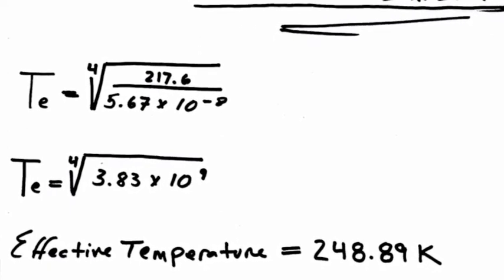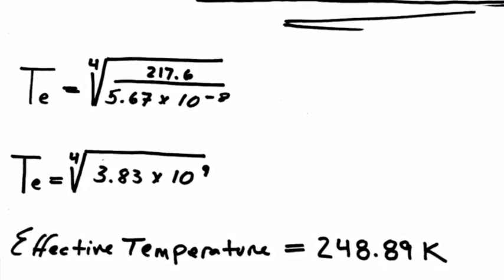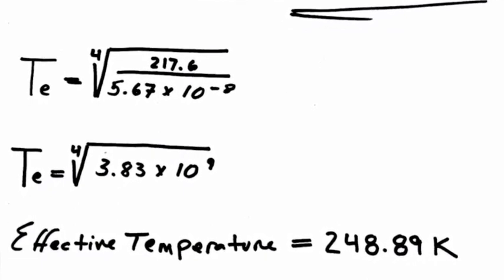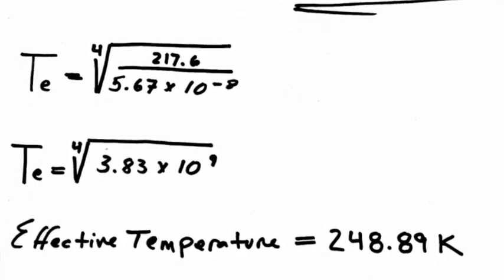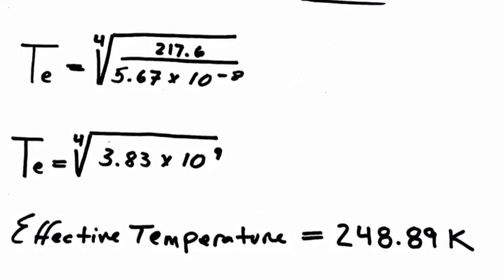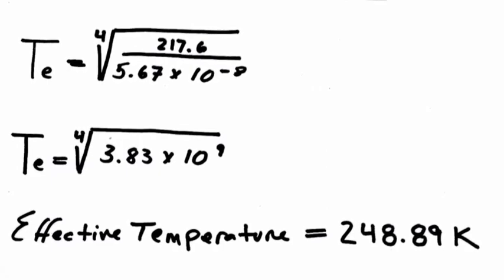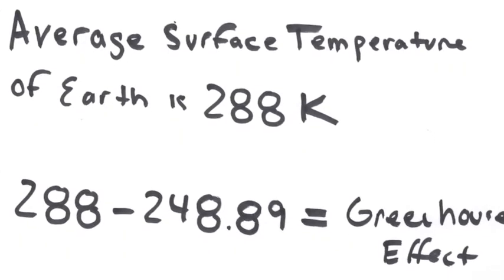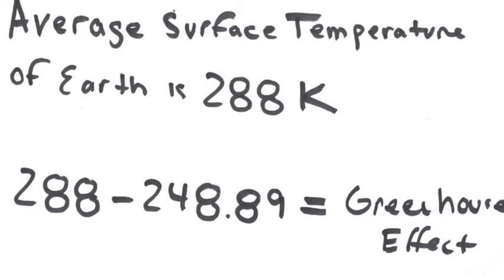Dividing, we obtain 3.83 times 10 to the 9th power. Now we have to take a fourth root of this. The calculated result is 248.89 Kelvin. The effective temperature of Earth is much lower than what we experience. The surface temperature of our planet is about 288 Kelvin.